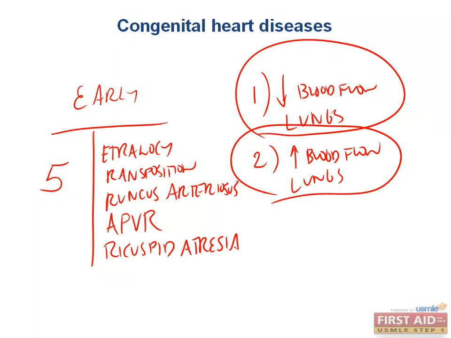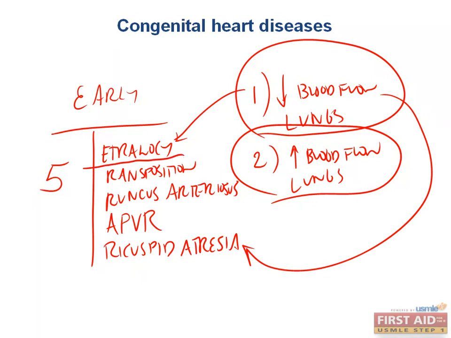So number 1, there's essentially decreased perfusion of the lungs. And number 2, there's increased pulmonary blood flow with decreased systemic output. So tetralogy of Fallot and tricuspid atresia fit into the first category. There's just not enough blood reaching the pulmonary vasculature. Tetralogy of Fallot is due to the stenotic infundibular septum. We'll get more into detail on this later.